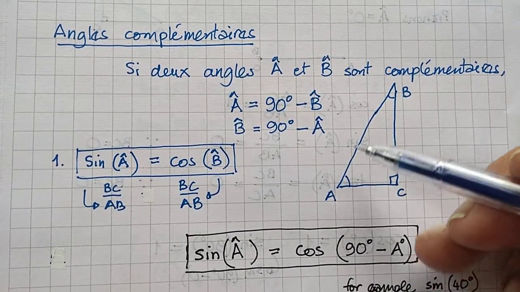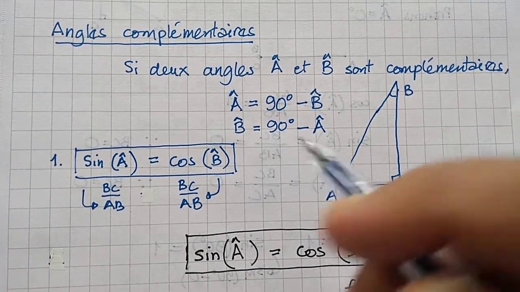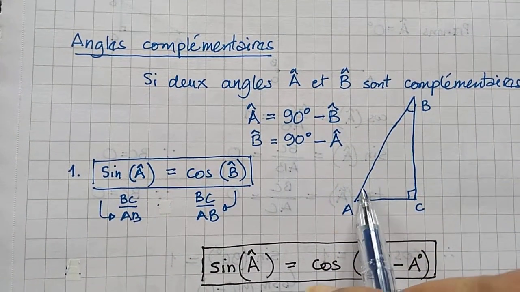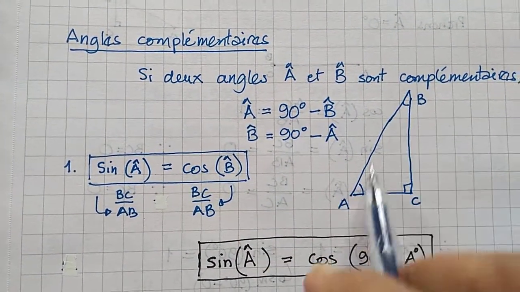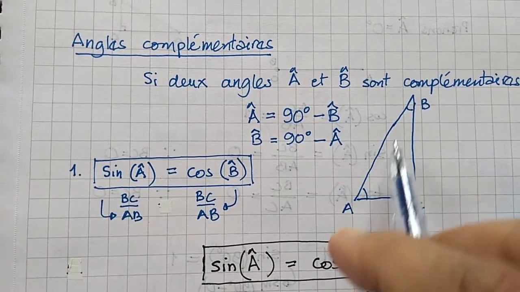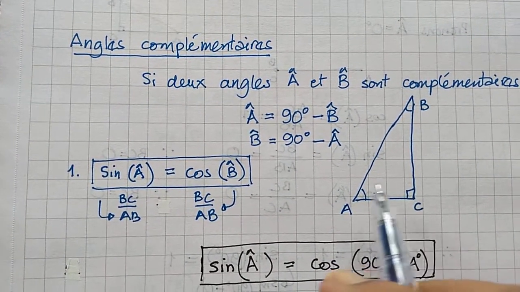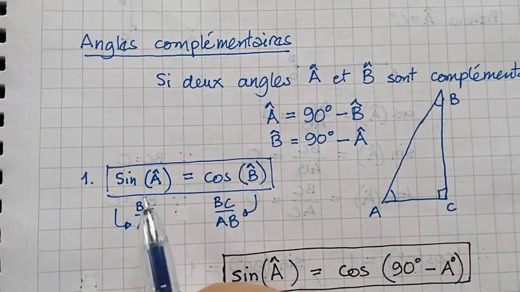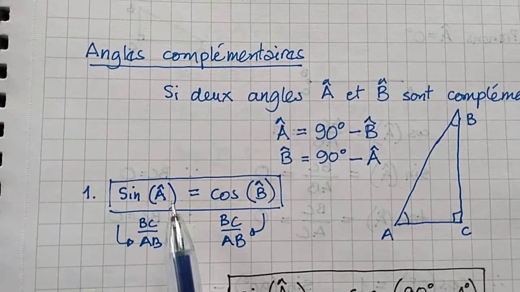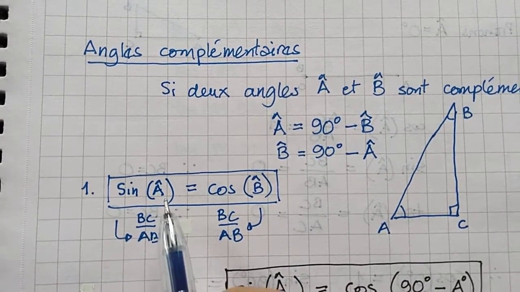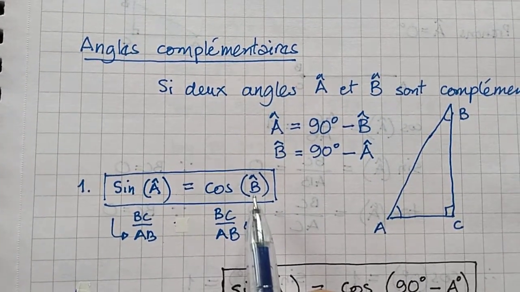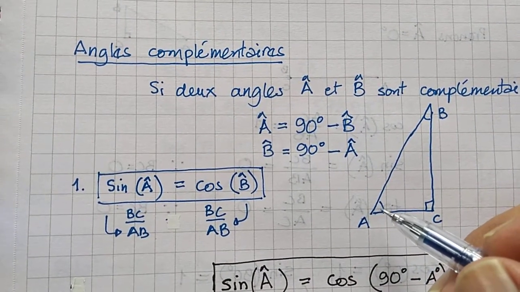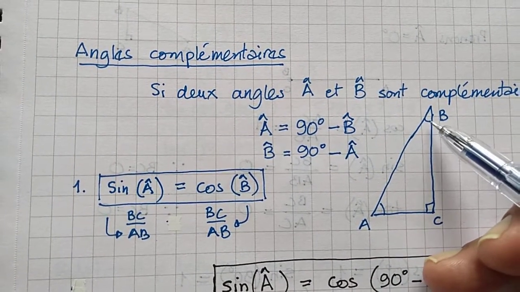Alors, si on prend un triangle rectangle, in a right triangle, you can see that the opposite angles here are always complementary because they have to add up to 180 degrees, and this is already 90 degrees, so these two have to add up to 90 degrees. So the first property is that sinus A, sine of A, is equal to cosinus B. So what it's saying is that sine of this angle is equal to the cos of that angle.